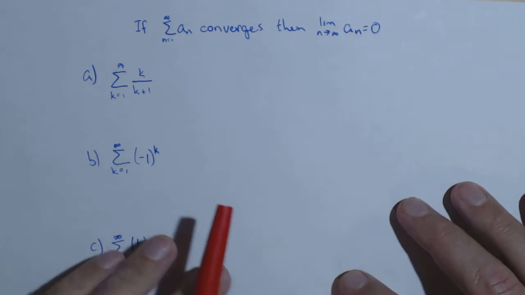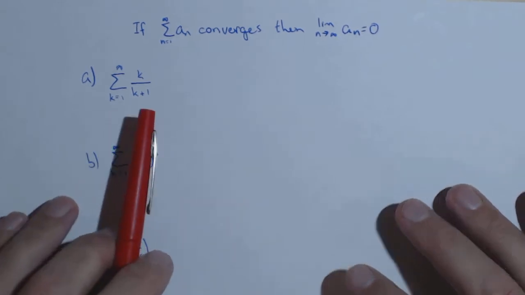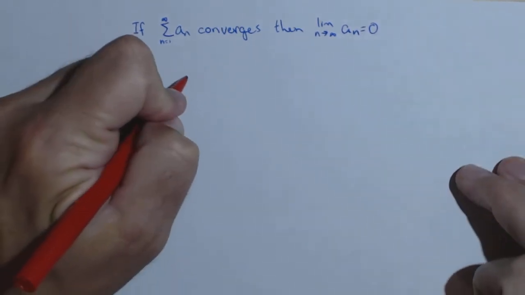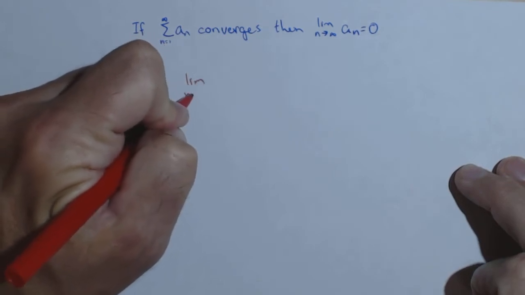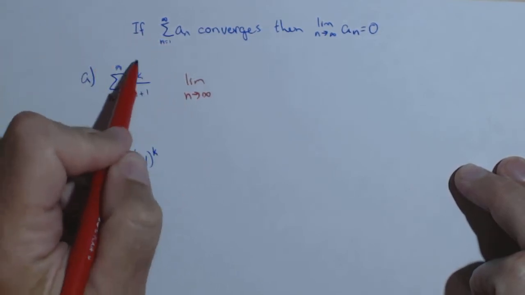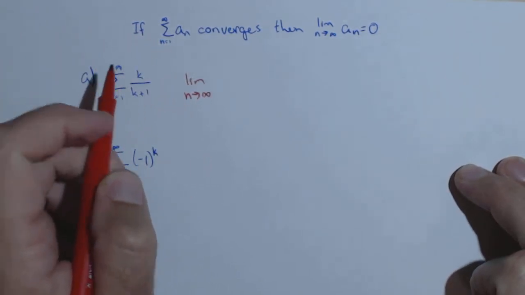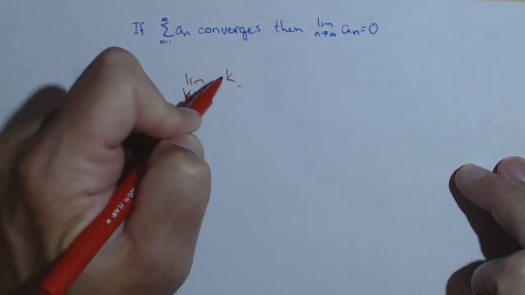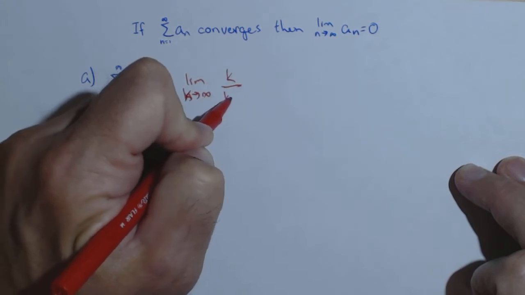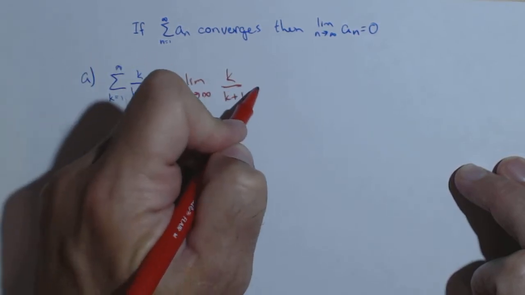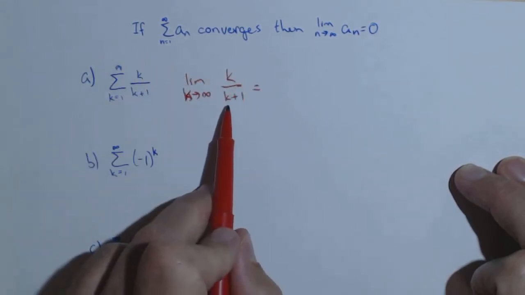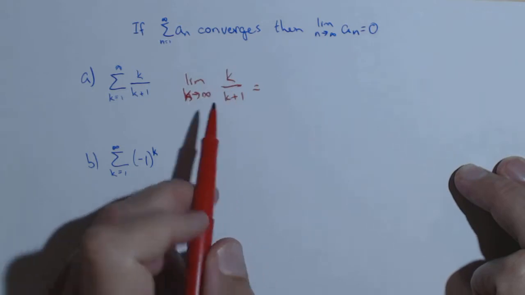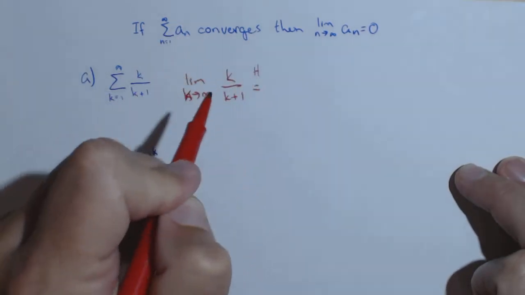So let's see how we use this. Let's take our first example here. What we can do is take a look at the limit as k goes to infinity of just this piece. Forget about the summation. So k over k plus 1. Well, we could use L'Hopital's here. We've got an infinity over infinity case, so we'll do all the steps on this one.